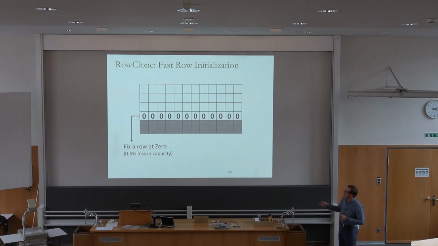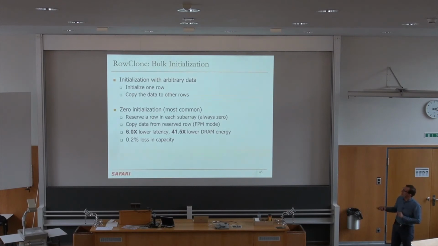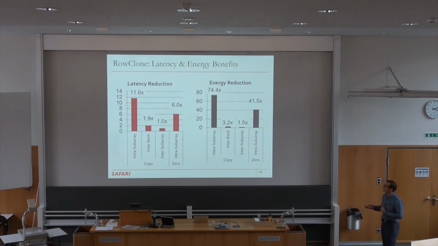You can fix a row at 0 over here. Assume that you fixed it, or you've written to it once, you paid the cost of writing to it, and now you can actually do RowClone to the entire subarray. And if you have LISA, then you could do it across subarrays also. But zero initialization happens so much that it may make sense to fix a row in a subarray to zeros, or find other ways of doing that initialization. You can change the sense amplifier structure such that you can do this deterministic initialization as well. Okay, so this leads to significant latency and energy reduction for initialization with very little loss in capacity.